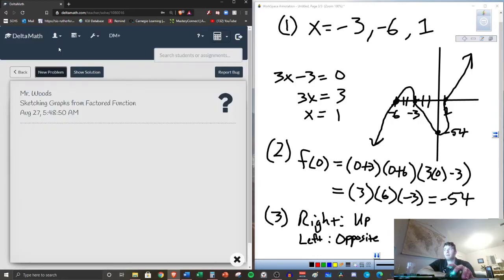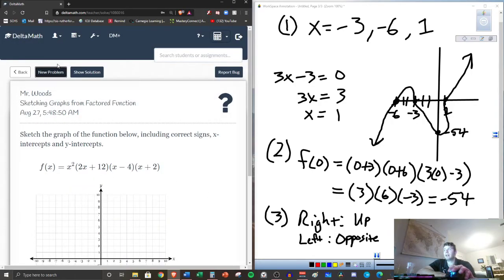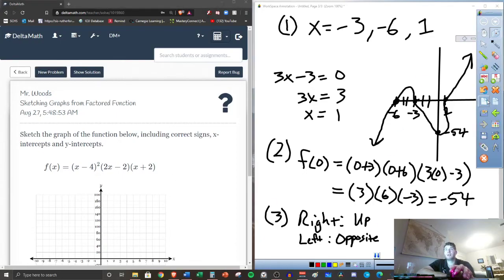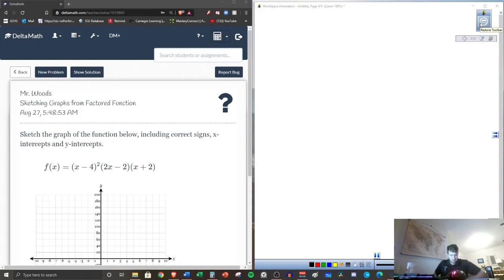Let's do one more example. Not that one. Let's do this one. That one seems good. Let me do a new page. Here we go. So, X-intercepts.